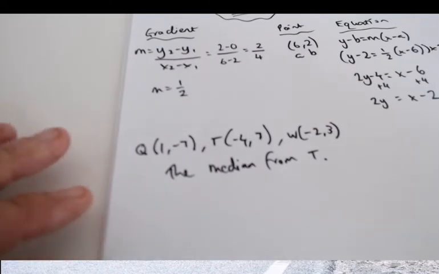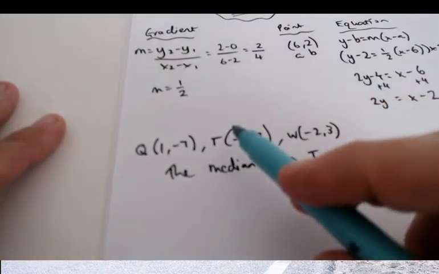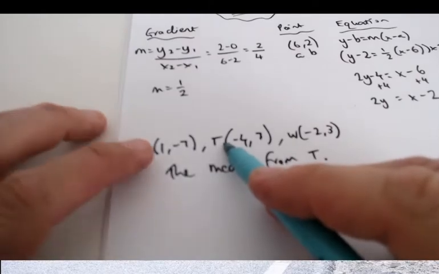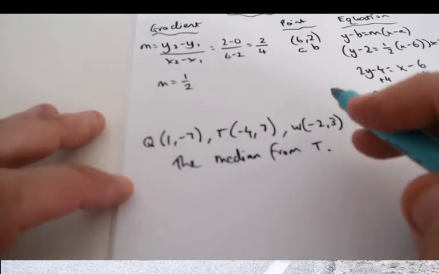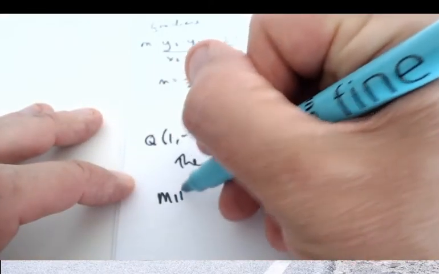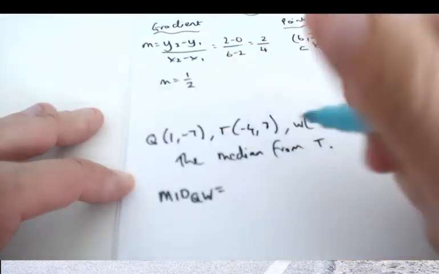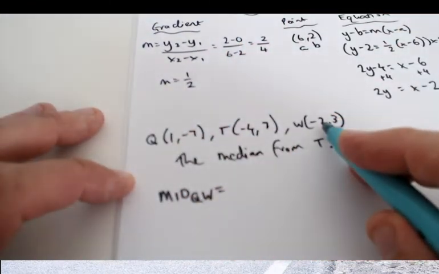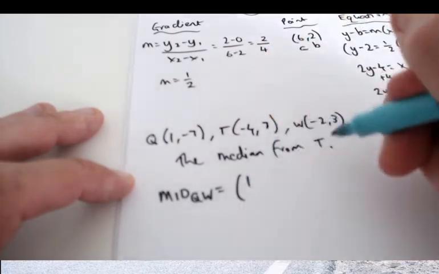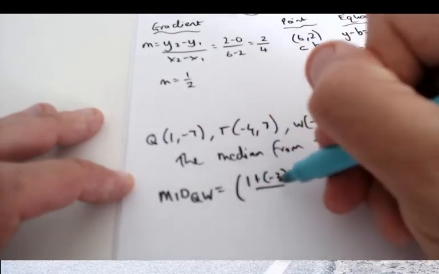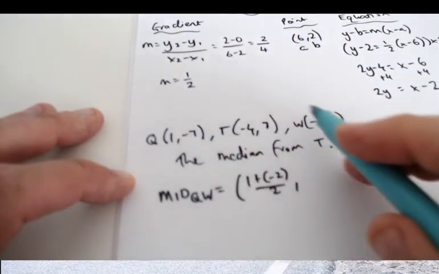first thing I need is the midpoint of the opposite side. So if the median is coming from T, the opposite side will be QW. So I want the midpoint of QW. So add together the x coordinates and half it. Add together the y coordinates and half it.